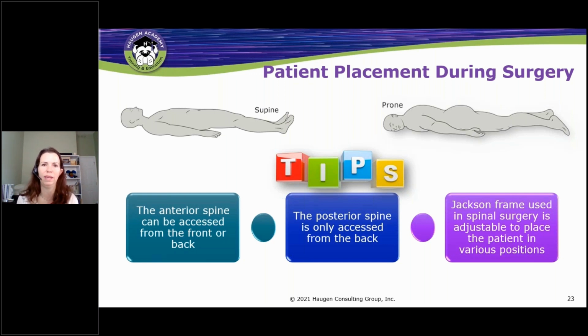So it's important to note that the anterior spine, that anterior column, can be accessed from the front or the back. The posterior spine is only accessed from the back. So any posterior spine fusion type procedures, you would expect to see your patient placed prone. There is a Jackson frame that you will see often documented. It's used in spinal surgery. It's adjustable to get the patient placed in the proper position and not move.